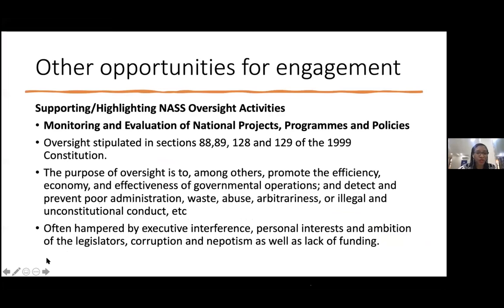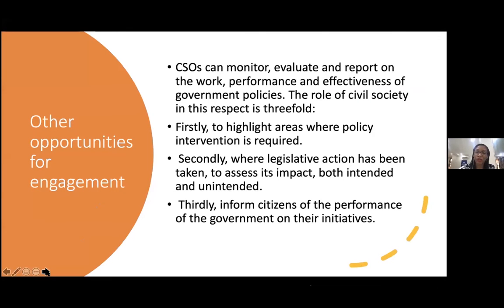Then other opportunities for engagements, again, this is similar to the oversight mechanism I mentioned, monitoring and evaluation of national projects, programs, and policies. I'm not going to dwell too much because I've mentioned this before, oversight. But CSOs can monitor, evaluate, and report on the work, performance, and effectiveness of government policies. And the role of CSOs in this respect is threefold. Firstly, is to highlight areas where policy intervention is required, and then secondly, where legislative action has been taken to assess its impact, both intended and unintended, and thirdly, to inform citizens of the performance of the government on their initiatives.